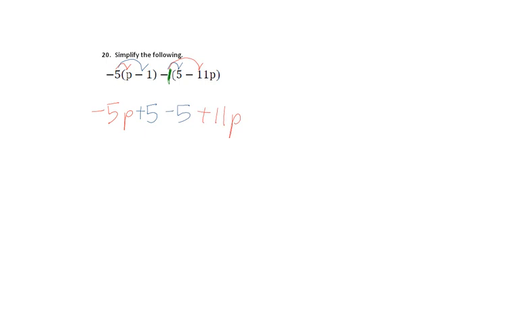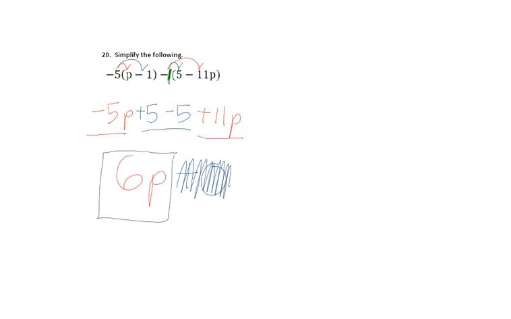Notice I color-coded this, and I did it for a reason. Everything I wrote in red has a p. Everything I wrote in blue does not have a p. We can combine the numbers that have p's with them. Negative 5 plus 11 is positive 6, so 6p. And then the numbers in blue are 5 minus 5, and 5 minus 5 is 0. I wrote plus 0, but you don't have to write plus 0. Writing plus 0 is optional. So you only have to write 6p.